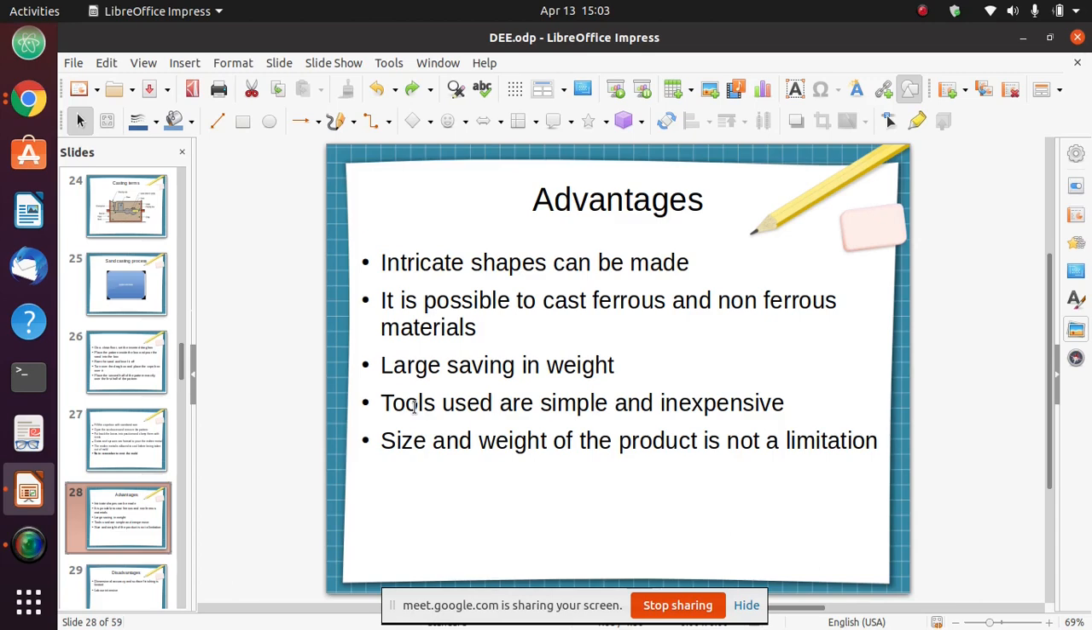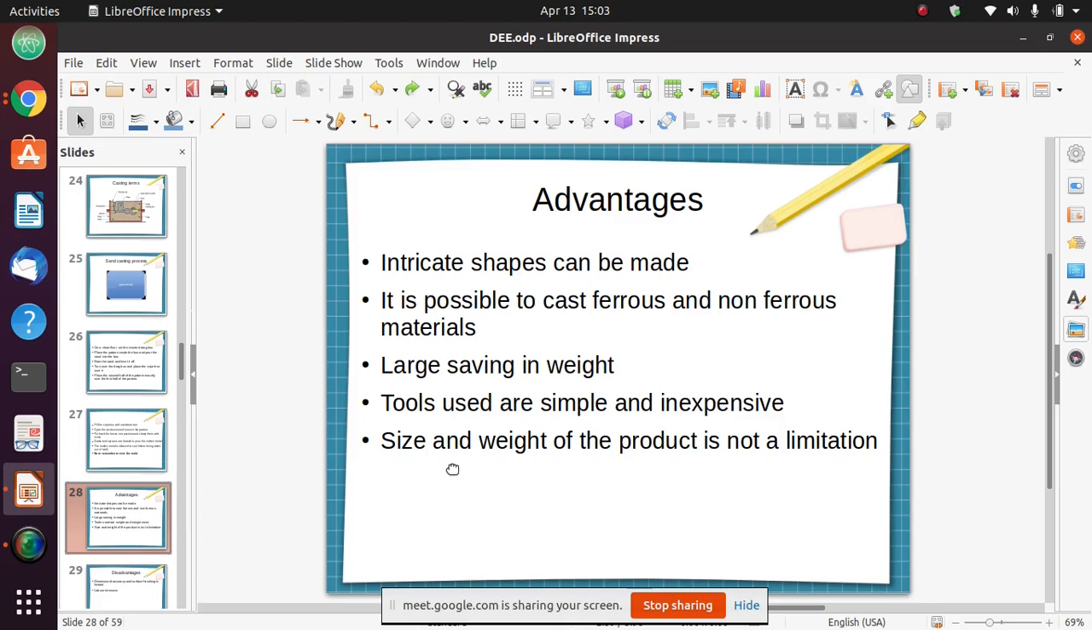I will make it to the dimensions I want, so I will save in terms of material. Even the casting itself will not be as heavy. As we have seen, the tools that are used in casting are very simple. Sand, a box. We'll even look at them. They are very simple and inexpensive.